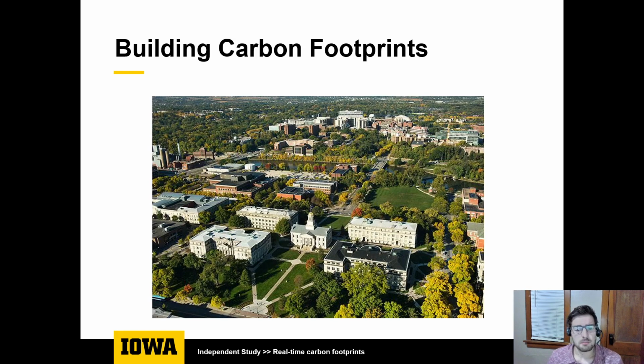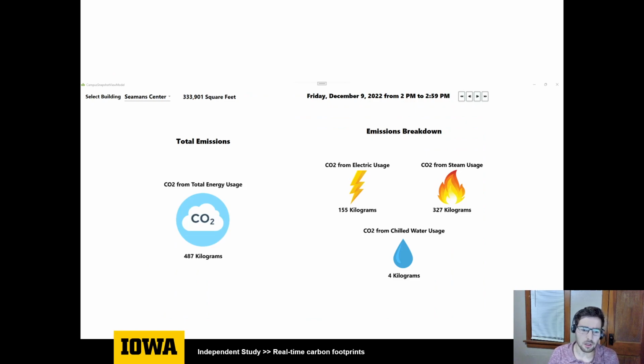And so when we started this project 2 semesters ago, we wanted to build another way to visualize the energy resource usage of our campus buildings. So here's a picture of our campus, and of course these buildings on campus use a tremendous amount of energy. And what we wanted to do is visualize that energy in terms of a carbon footprint so that we could see in real time what is the carbon impact of these buildings on campus. And so that's exactly what we did.